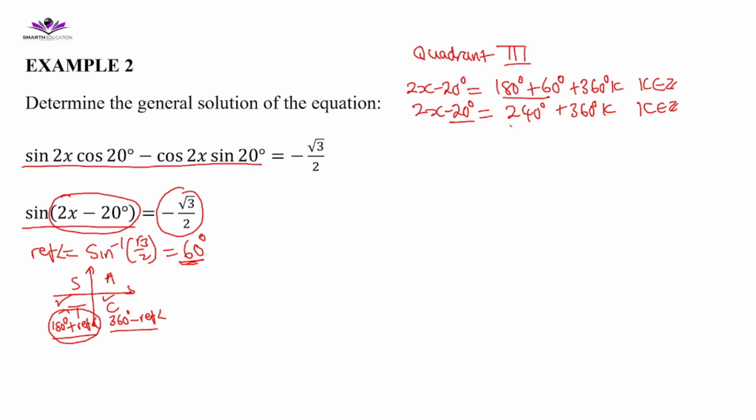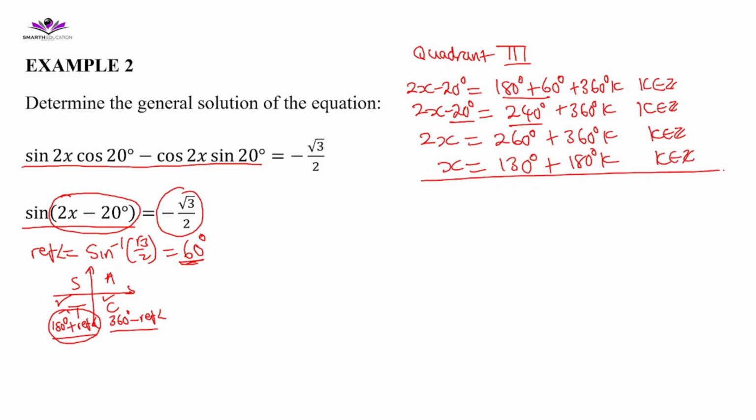You can add 20 degrees on both sides of the equation. 2x is equal to 260 degrees plus 360 degrees times k, where k is an integer. Then we divide everything by 2. So it becomes x is equal to 130 degrees plus 180 degrees times k, where k is an integer. That's the first one.